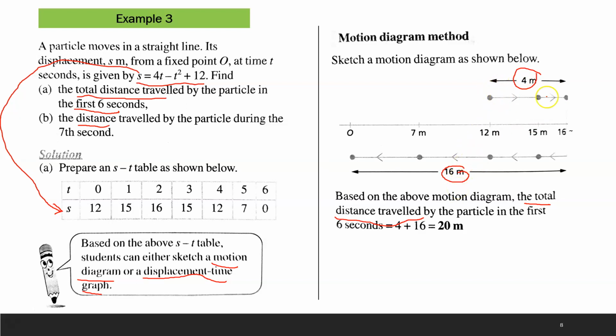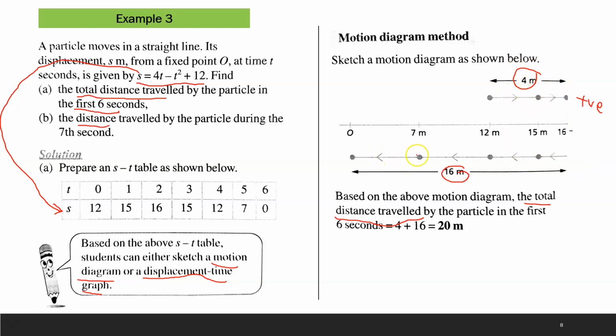Kenapa saya kata yang ini tambah dengan yang ini? Bukan yang ni tambah ni, tambah ni, tambah ni. Bukan. Sebab you tengok dia punya motion tu. Ke kanan ke kiri. Kalau yang ke kanan moving, this is ke kanan, to the right. Tengok motion tu. Arah dia ke kanan. So, ke kanan dia 4 meter.